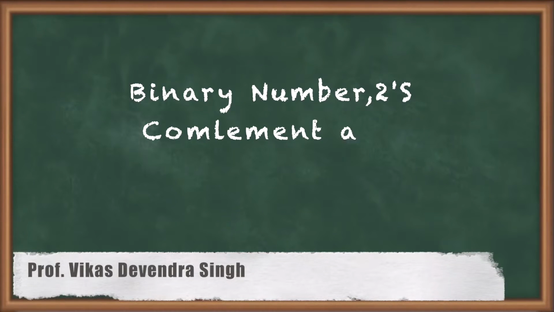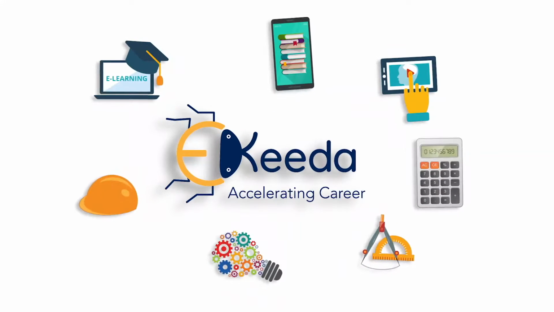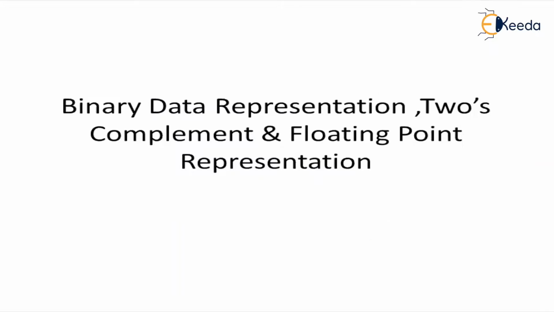Dear friends, today we'll be starting with a new topic of binary data representation, 2's complement, and floating point representation. So what do you understand by binary numbers? The binary numbers are those numbers which are represented in the computer in the form of zeros and ones. Now, why are these numbers important? Because the computer understands only the machine language, and the machine language is represented in the form of zeros and ones.